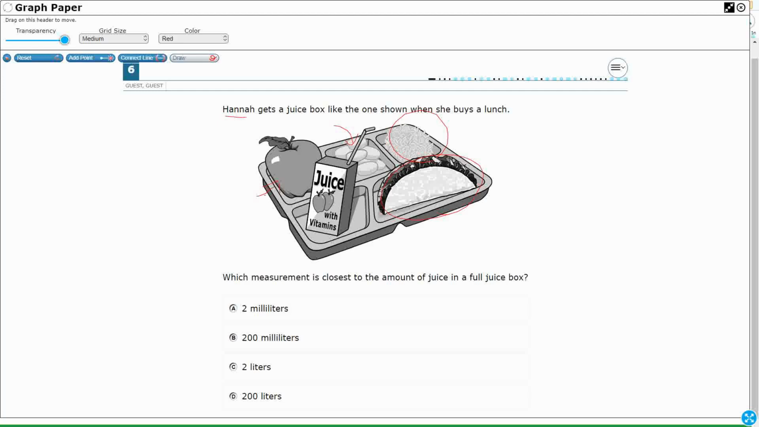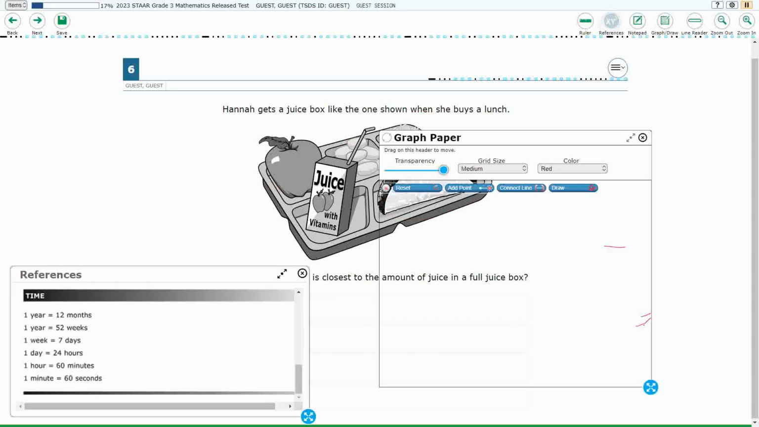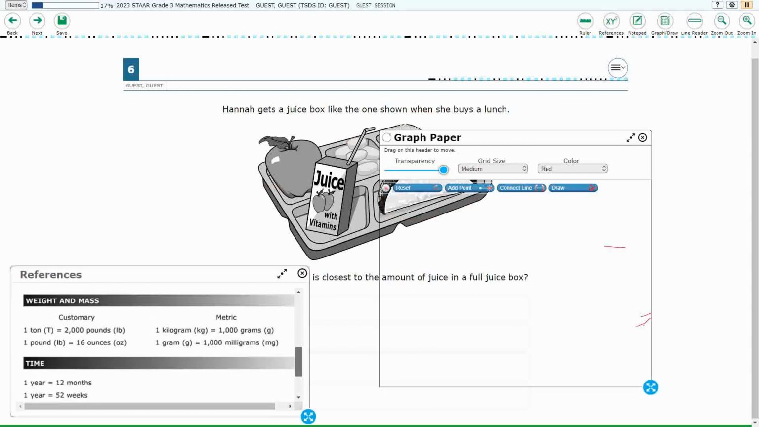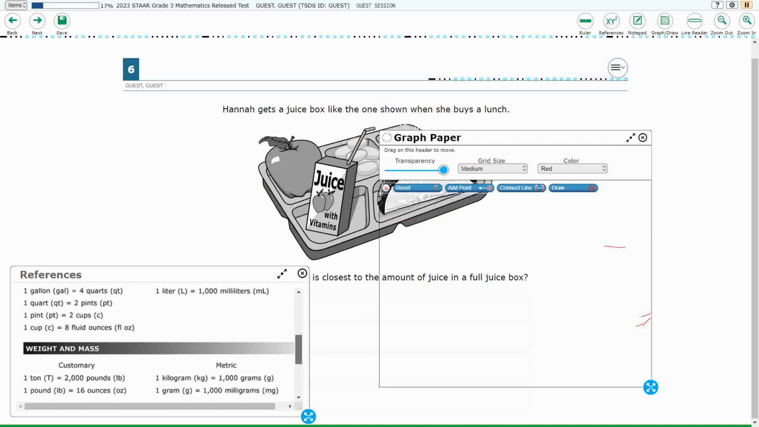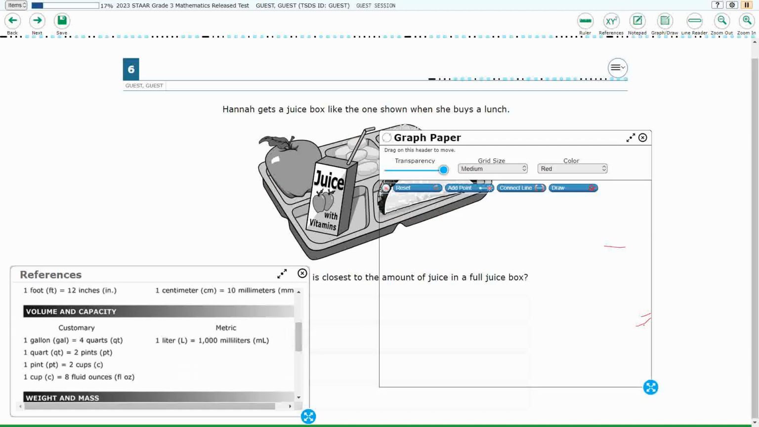What are we supposed to do here? Well, we're just estimating. Okay, so we need to know the difference between milliliters and liters. So one thing we need to know is this milli means 1,000th. Okay, so if we take a look at our reference materials, you will see here, you scroll to the very top, right there, 1 liter equals 1,000 milliliters.